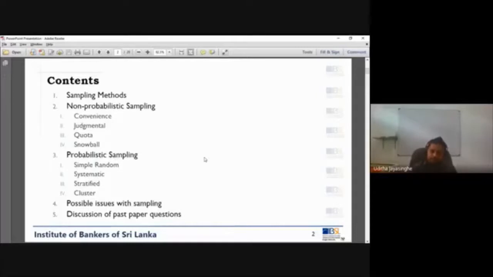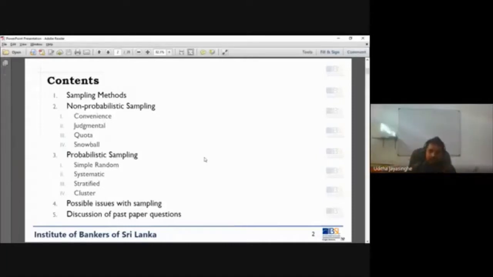But when we are discussing the other side of the coin, probabilistic sampling, that is where you are trying to give an equal opportunity for the individual elements in your population to be selected into the sample. You may not give a perfect representation, but you're trying. Simple random is the most widely used one. You give some sort of numbering for the items in your population, and then by using a random number table or a random number generator, you can pick a few elements for your sample.